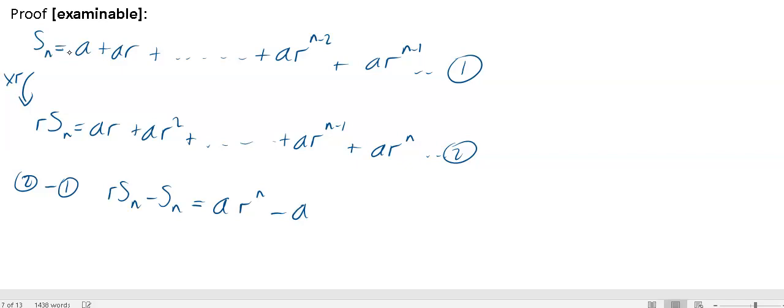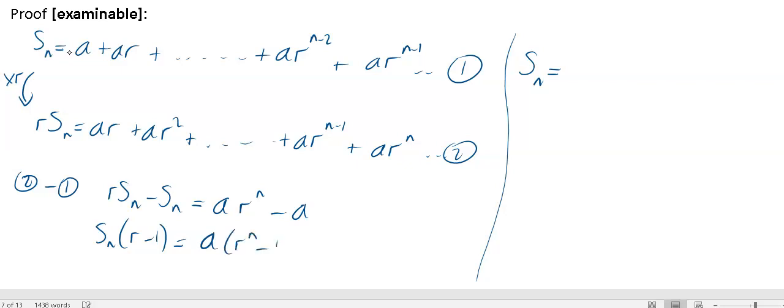Okay, always think, what are we actually trying to find here? We're trying to find the formula for S n. So we want to isolate it, get it on its own. So I'm going to take S n outside a bracket on the left-hand side, leaving me r minus 1 is equal to, and I'll take an a outside the bracket here, leaving me r to the power of n minus 1. And then the last thing I'll do is divide across by r minus 1. So S n is a times r to the power of n minus 1, all divided by r minus 1. And that's your formula.